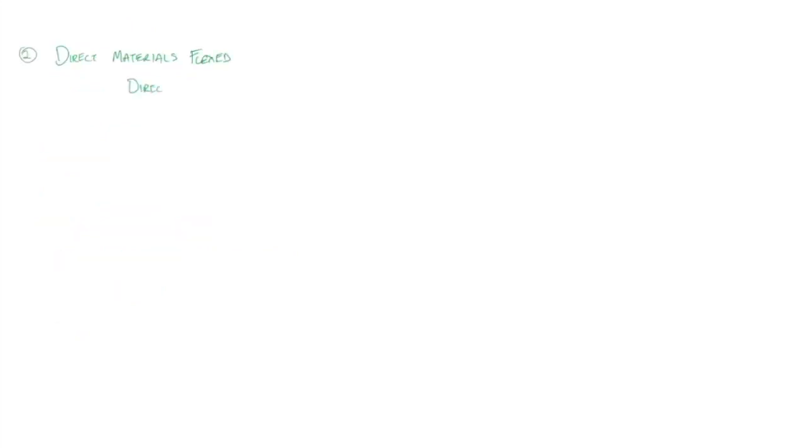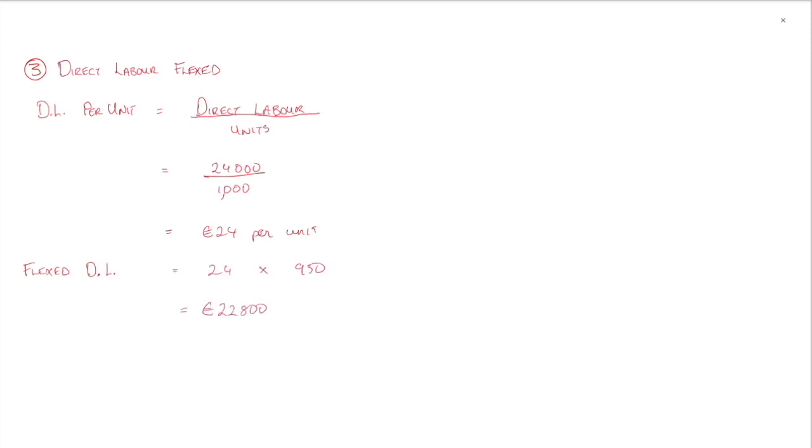Next step is to look at the direct materials. And so again, we're going to use those units. So 60,000 divided by 1,000 gives you €60 per unit. Then multiply 60 by the 950, giving €57,000. Next is the flexing of the direct labor. And so again, it's going to be the direct labor divided by the number of units, which gives you €24 per unit. Multiplying gives a flex direct labor figure of €22,800.